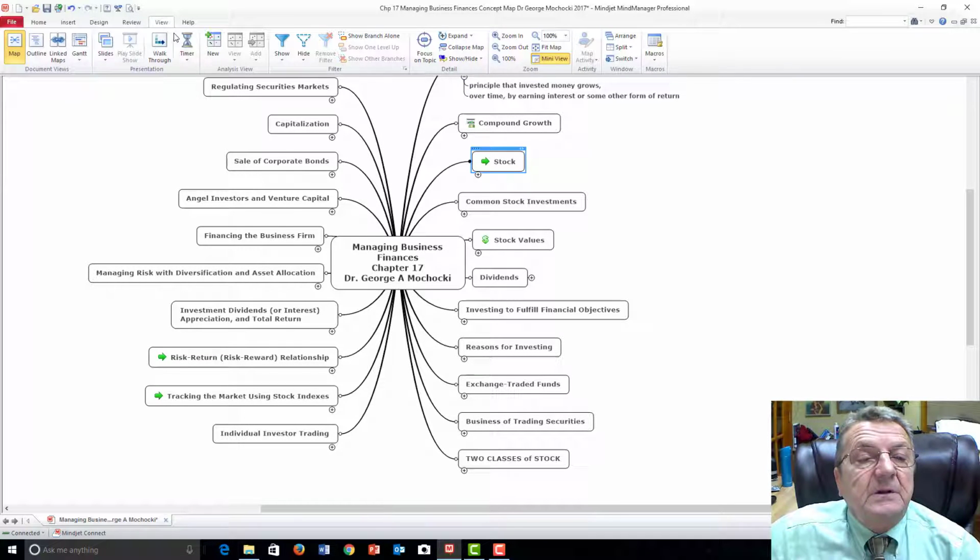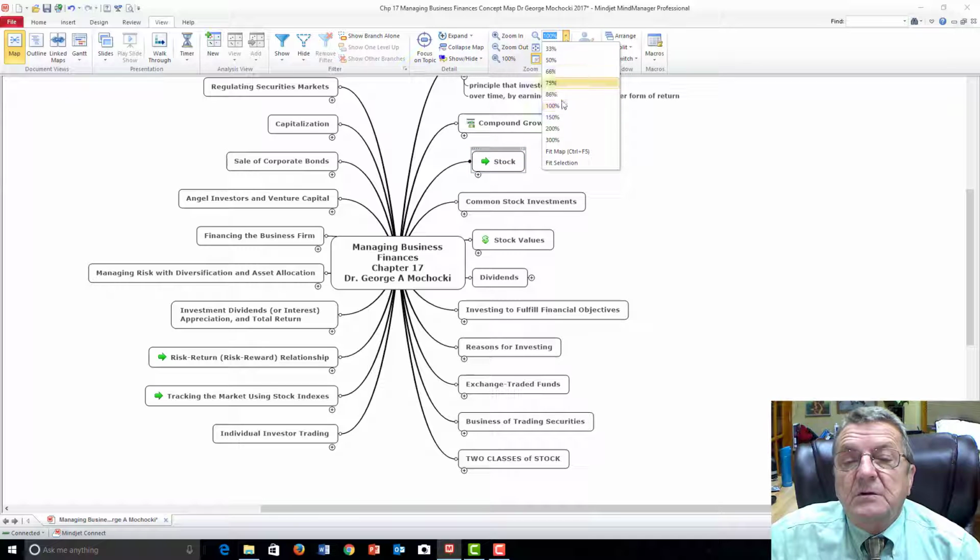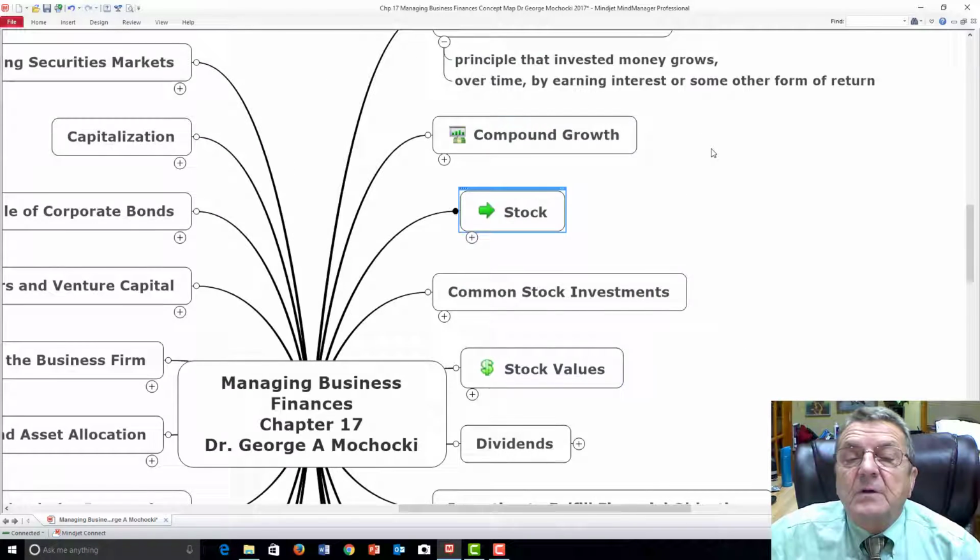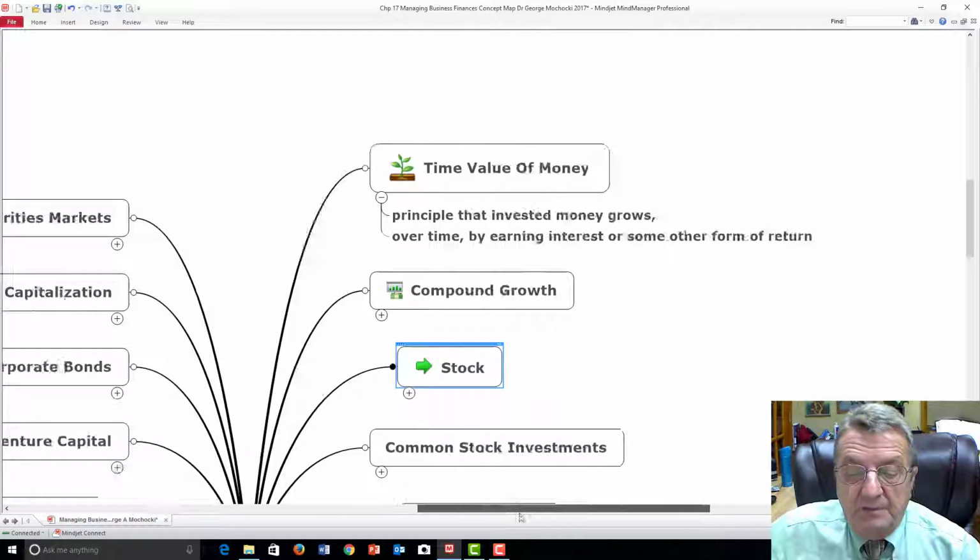Okay, so what's the value of money? Remember, we're just summarizing. We talked about this. Let me make this a little bit larger so you can see it. I'll make it 200. Those of you who have access to my concept maps are at the second tier.